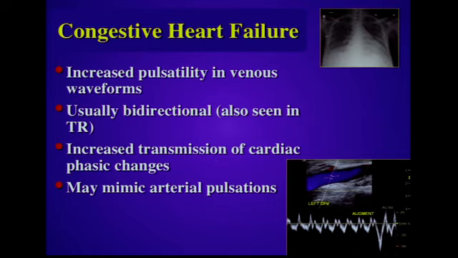Here's a look at a chest x-ray in a patient with this flow pattern. And of course, seeing the increased pulsatility makes one think about the possibility of CHF or tricuspid regurgitation, and you can see on the radiograph the patient is in congestive heart failure.